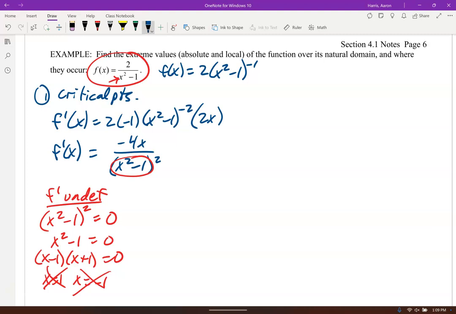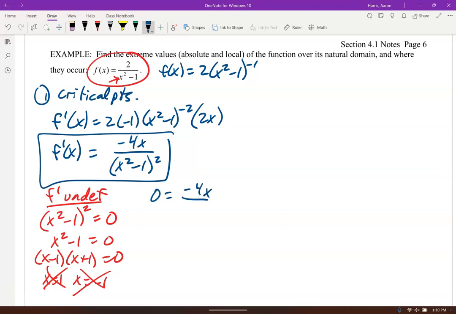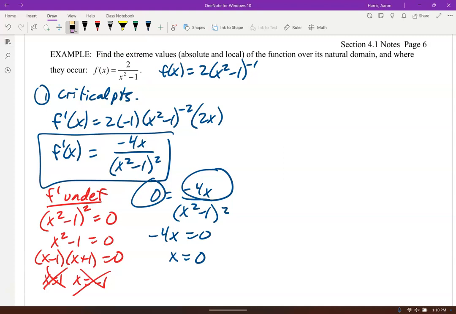All right, so how about where the derivative equals 0? Here's my derivative. As long as the numerator is equal to 0, we're good to go. Divide by negative 4, and x equals 0. If I throw x being 0 into the original function, does it work? Yeah, it's defined. 2 over 0 squared minus 1 is 2 over negative 1, negative 2, right? So yes, it is defined, so we can consider it to be a critical point. We'll throw it in for analysis.